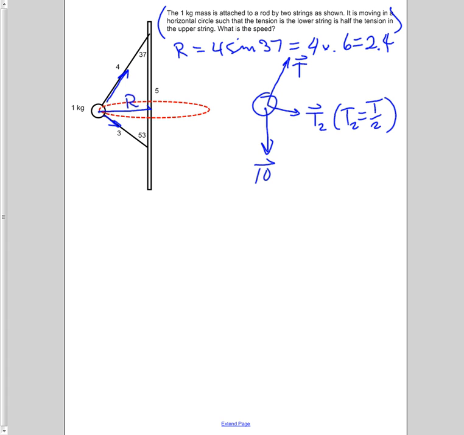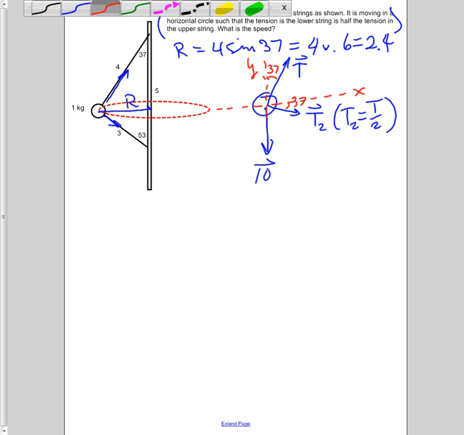Okay, choose a coordinate system, and I am going to choose a coordinate system which has its x-axis horizontal and its y-axis vertical. And you can see that 37 is here and 37 is here. Choose a body, we've done that. Coordinate system, done that. We're going to resolve the forces as we go.